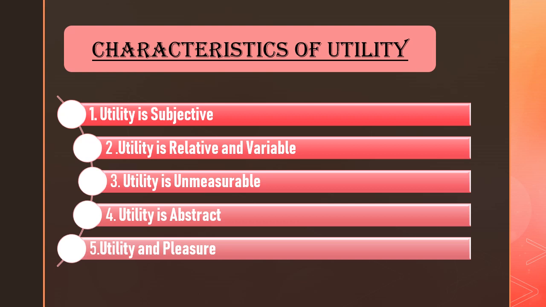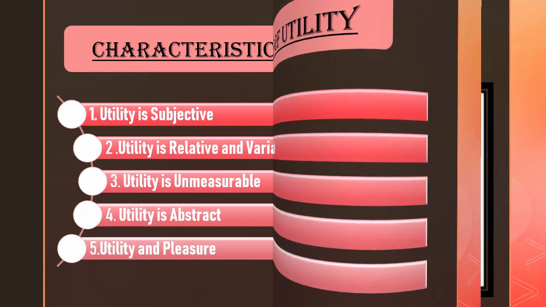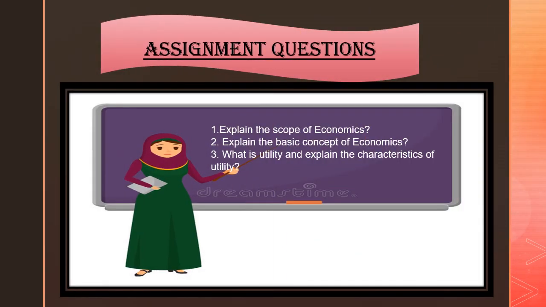So here is the end of today's video. Now it is time for you to complete the assignment questions on time. I gave here three questions. The first one is: explain the scope of economics. The second one is: explain the basic concepts of economics. The third one is: what is utility and explain the characteristics of utility.